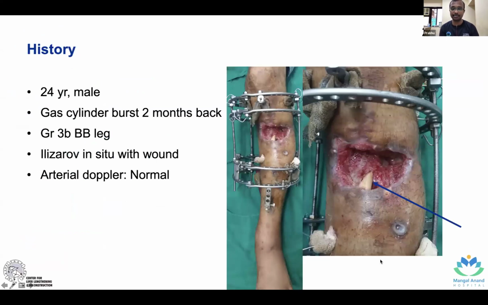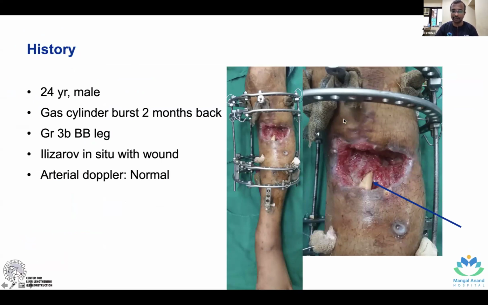A 24-year-old young male patient presented to us with a history of gas cylinder burst injury in Saudi Arabia, primarily treated there with debridement and Ilizarov fixation, sir. He presented to us 2 months after the surgery. In the image, we can see there is an open wound.